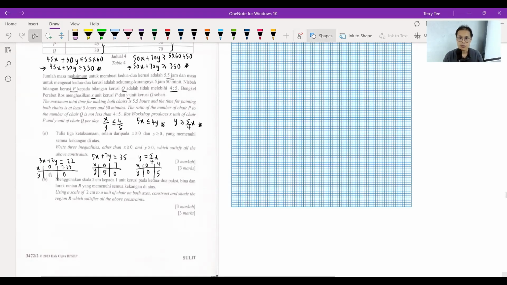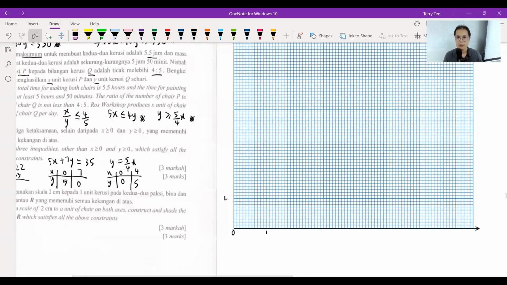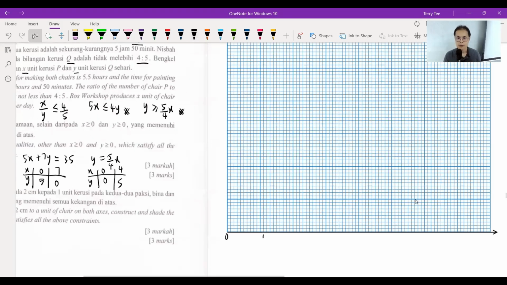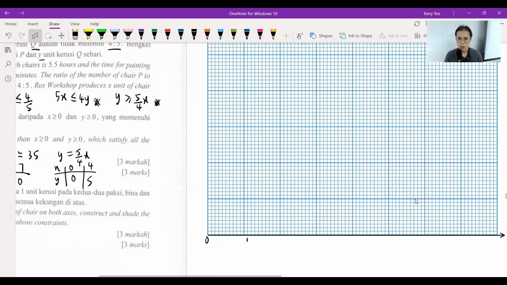Okay, so let's just draw our axis here. I start by drawing horizontal. The graph paper that I'm using here is 8:11. In SPM, usually it's 8:11. So this is 0, 1. Okay, let me zoom in a bit, hard to see, right? Let me put a 1 closer. This is 1, 2, 3, 4, 5, 6, 7, 8. This is your x. Then you go on your y, 1, 2, 3, 4.